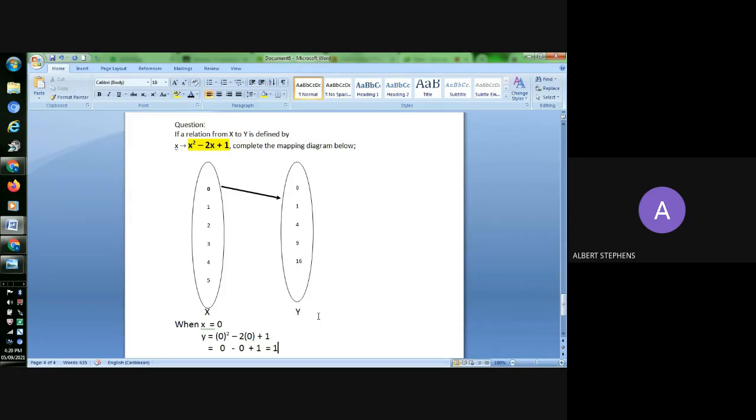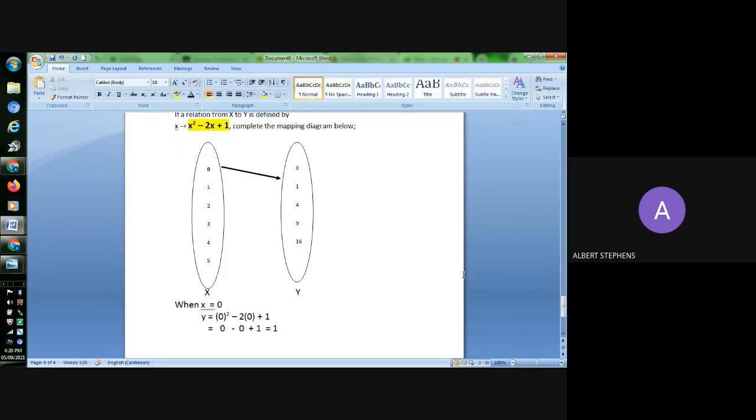So this is what you're going to do now. You're not going to say when x is equal to 0 because we worked that out for you. You say, okay, when x is equal to 1, you work out the corresponding y value. And when you get the y value, you draw an arrow from 1 to wherever the answer is. So these on the right hand side are the answers. I do the same thing when x equals 2, 3, 4, and 5.